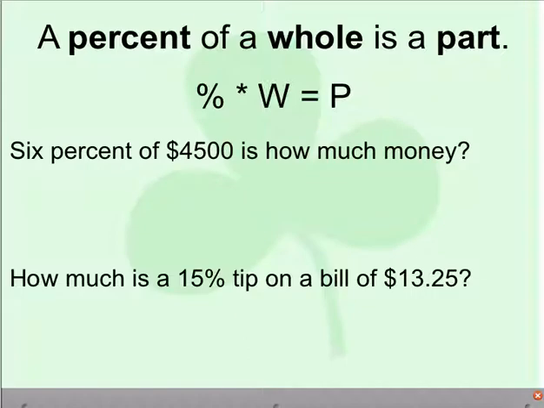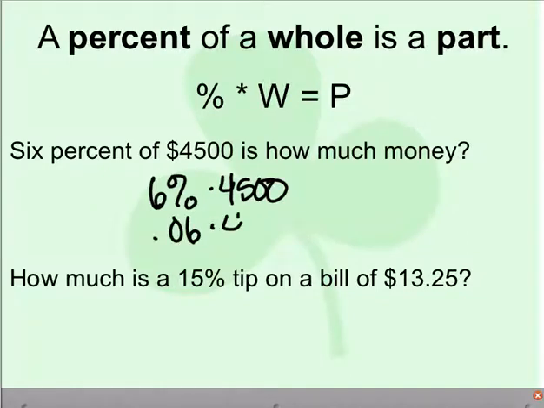Okay, a couple other examples. 6% of $4,500 is how much money? So I'm going to say 6% of 4,500. That means I'm going to do 0.06 times 4,500, which when I do that, I find that I get a part of $270.